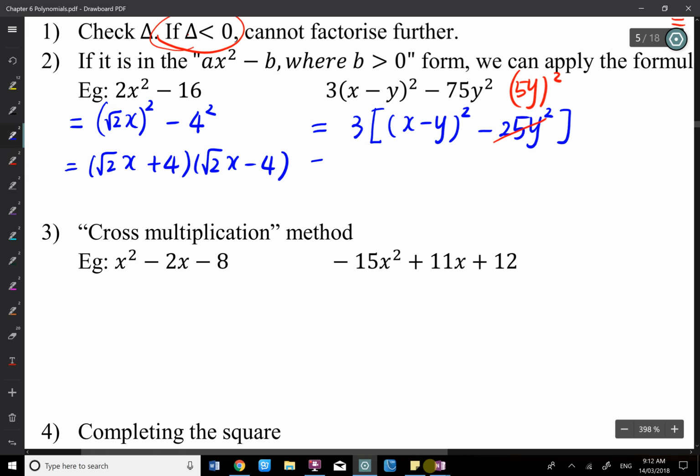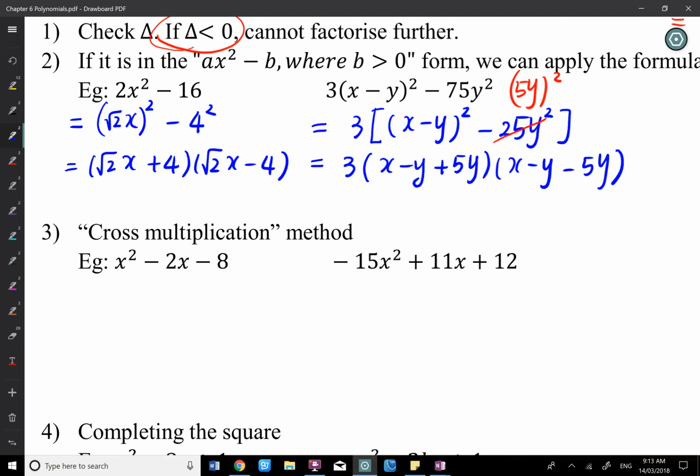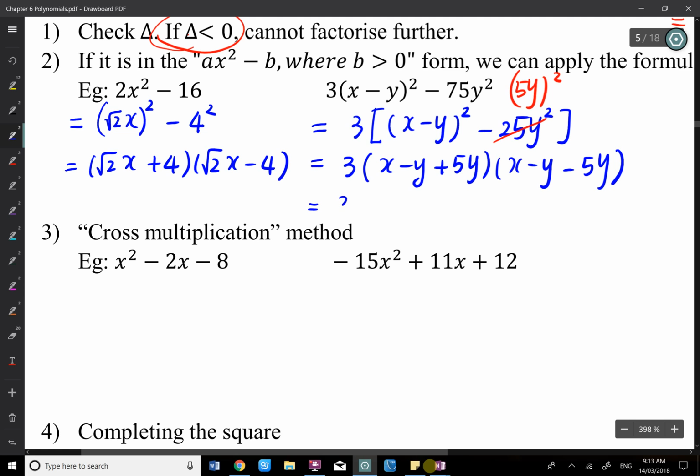And then what I will have is 3, x minus y is the a plus b, x minus y minus b. Okay, use the difference of perfect squares formula inside, and then simplify: x plus 4y, x minus 6y.